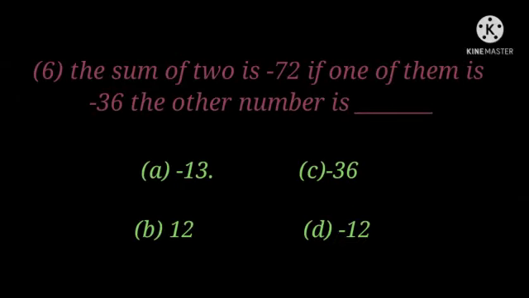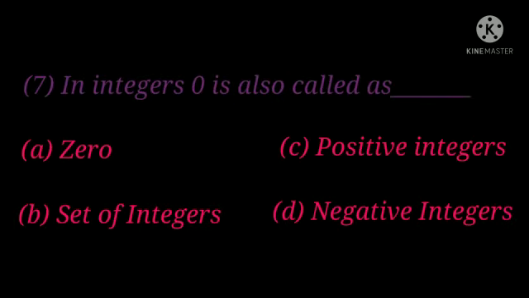The sum of two numbers is minus 24. If one of them is minus 12, then the other number is what? Here if you choose option C, it will be the right answer because here you have to find the half of the 72. 72 half is 36. Here it is a negative number, means the answer also we will get a negative number. Answer is minus 36. Now let us go to another question.